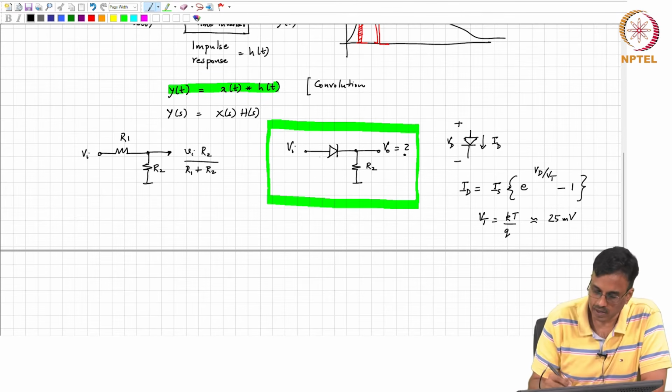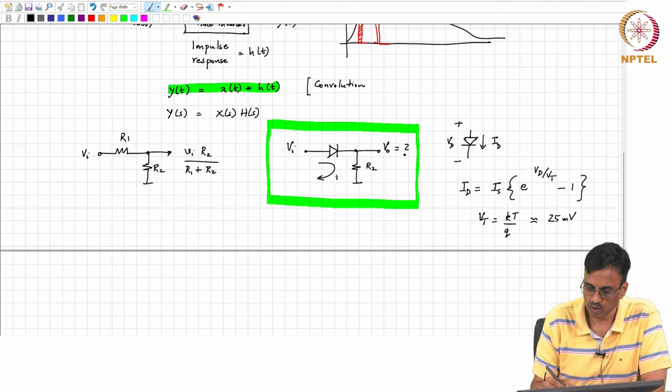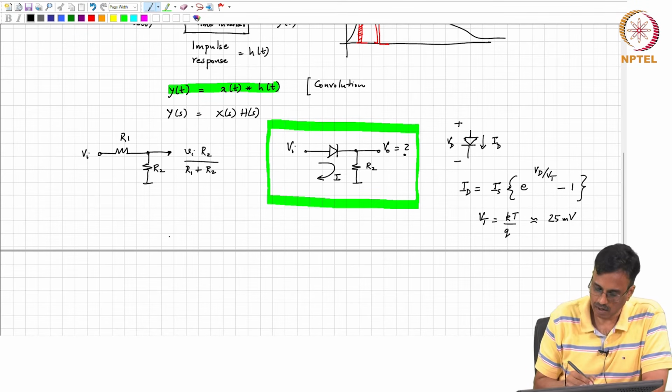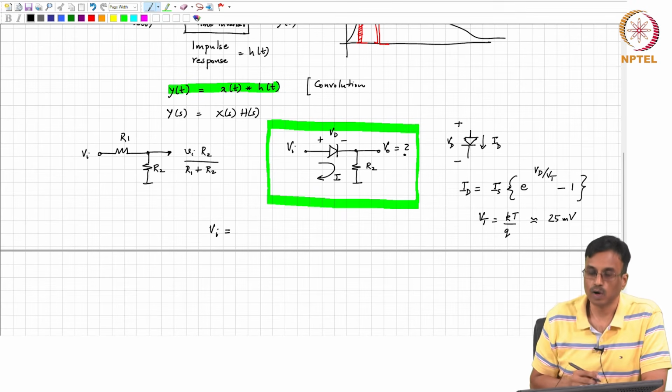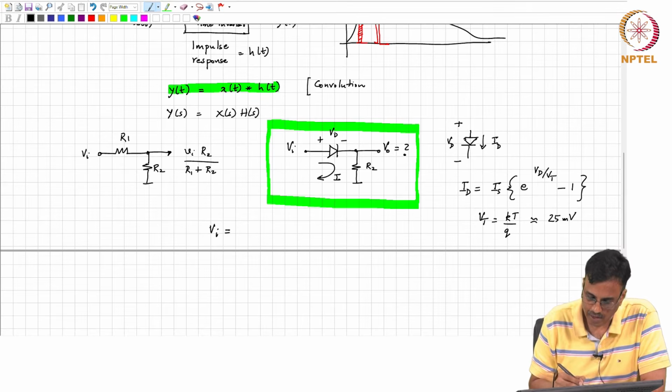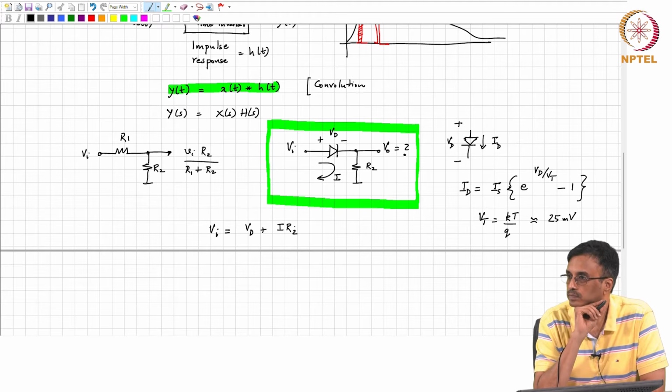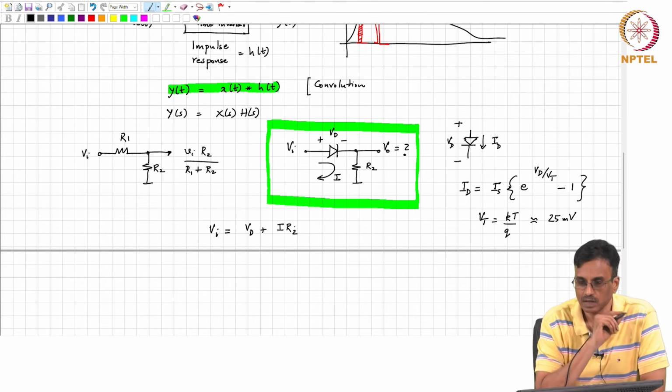So, we do not know anything. We are going to say, well, this current in the loop is unknown, that is some I, okay, and write Kirchhoff's voltage law, that is KVL. So, Vi is nothing but the voltage drop across the diode plus the voltage drop across the resistor. So, that is basically Vd plus I times R2. Does that make sense? Okay.